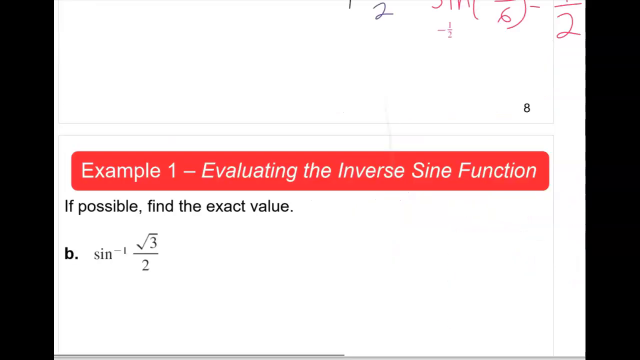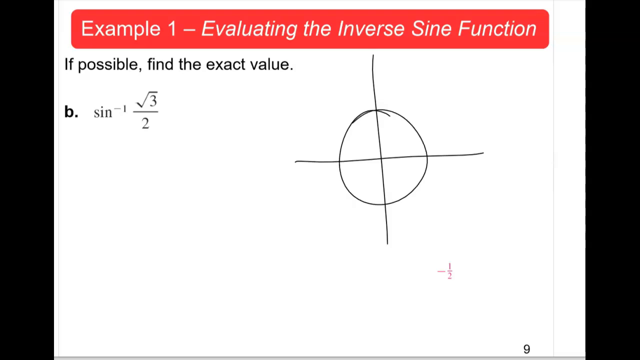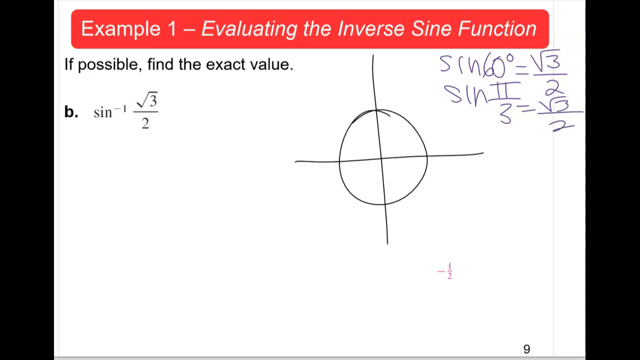For our next example, I like to always draw something because it gives me a very good idea of what to do. So in this case, we have our unit circle, and the sine of 60 degrees is equal to the square root of 3 over 2. In radians, the sine of pi over 3 is the square root of 3 over 2. And that one is located here if this was in standard position.